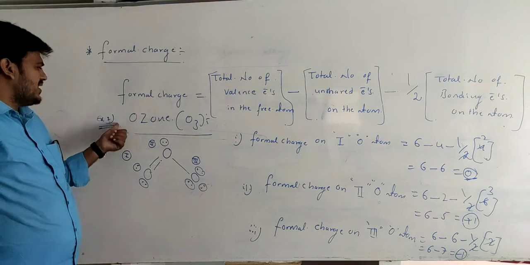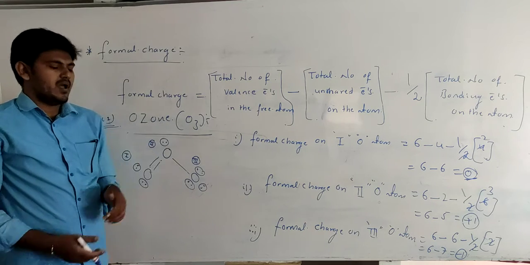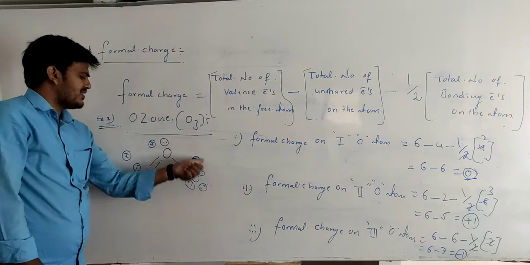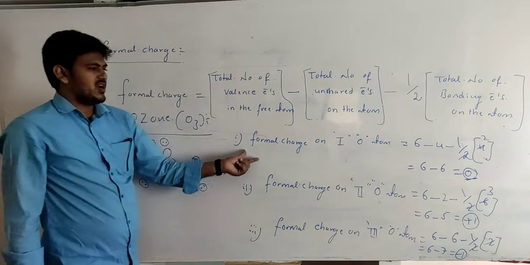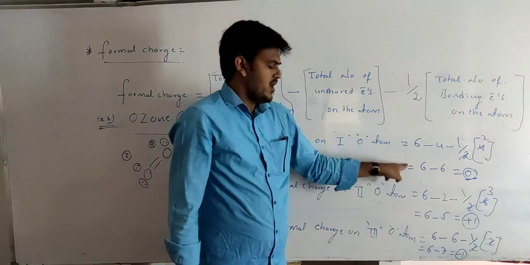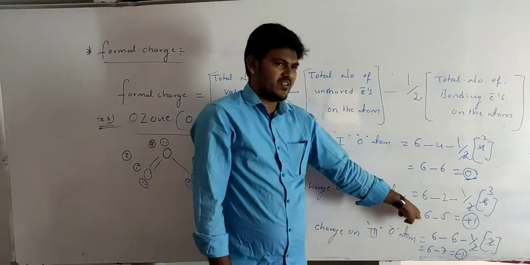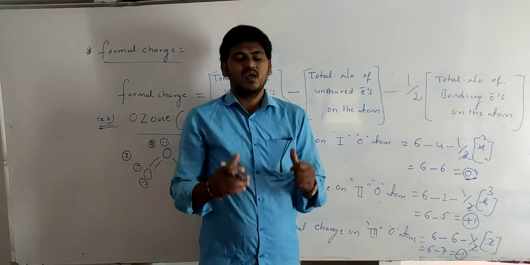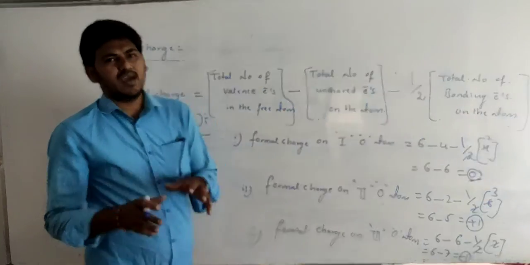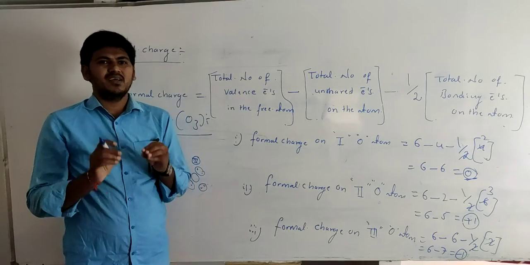And second example, ozone, formula O3, and this is the Lewis dot structure of ozone. And formal charge on the first oxygen atom 0, formal charge on the second oxygen atom +1, formal charge on the third oxygen atom -1. So this is formal charge. Okay. So the formal charge topic is completed.